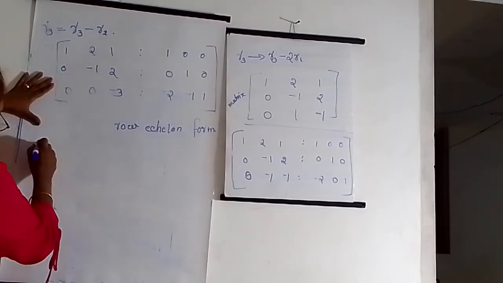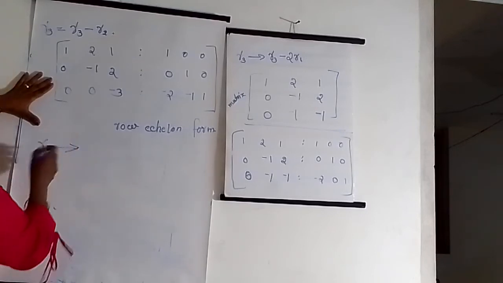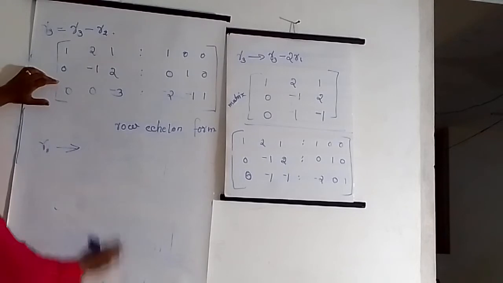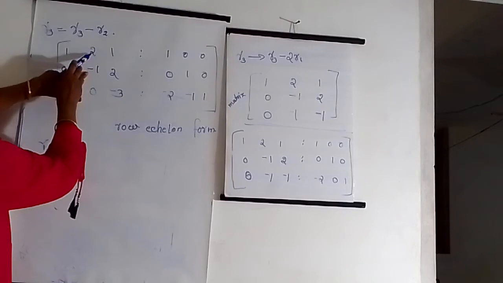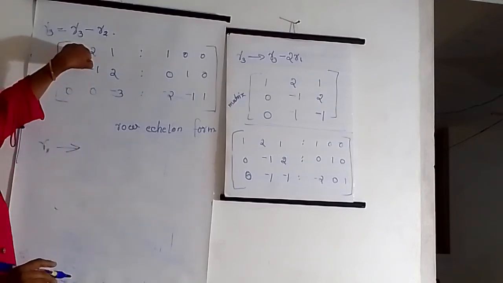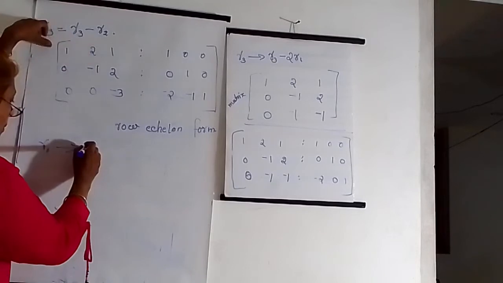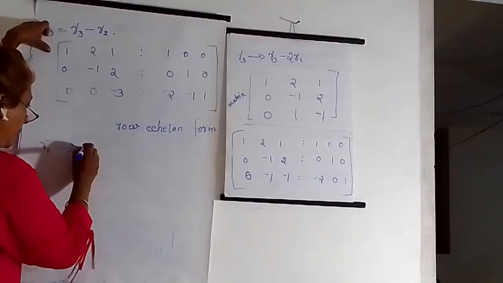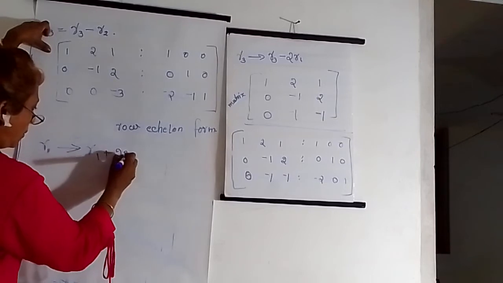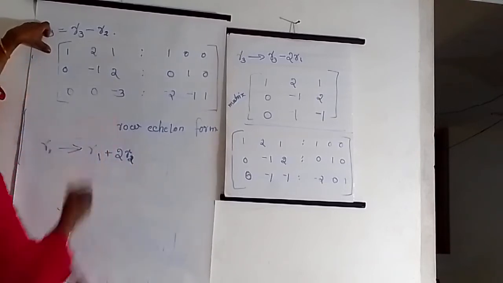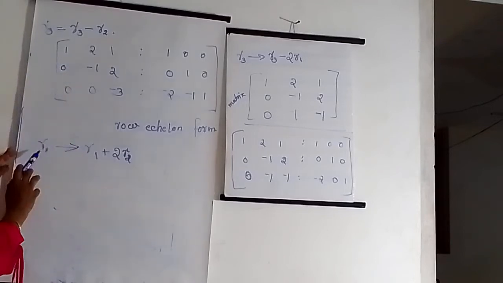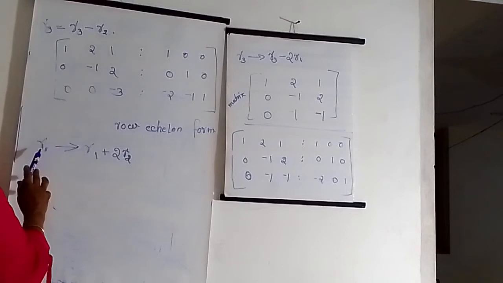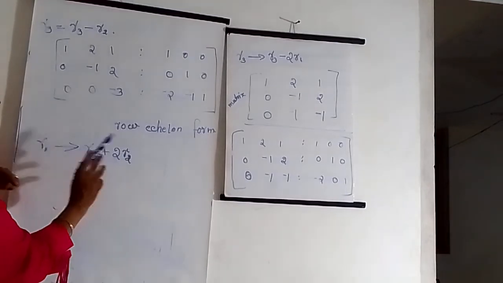We want to make some changes for R1. How can we change this one? If we multiply this negative 1 by 2 and then add it to these two, it will become 0, isn't it? So the row R1 is changed to be R1 plus 2R2. Then we can see what changes are coming. Only the first row changes, that is why we are writing R1 tends to be R1 plus 2R2.